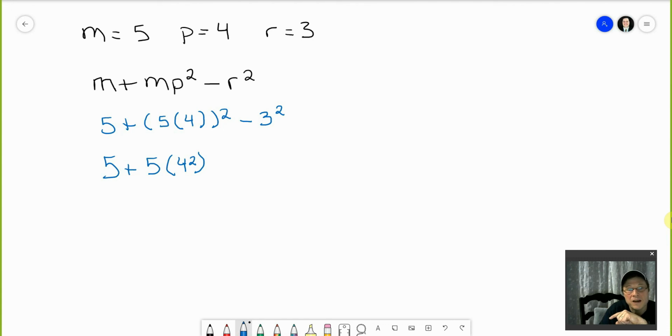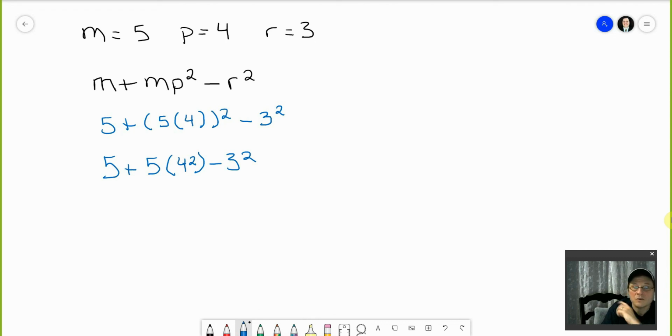5 plus 5 times 4 squared, right? And then minus 3 squared. So the difference here being that in this case, you're multiplying 5 times 4 because brackets happen first, and then you're doing the square. This would give you the wrong answer.